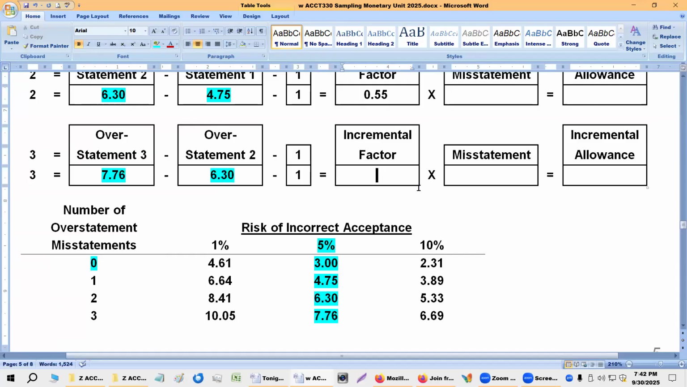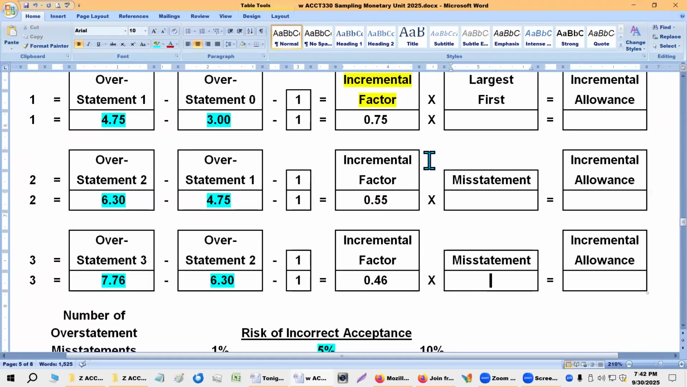$0.46. Okay, so these are the incremental factors that we would use. Now, here's what I don't like.